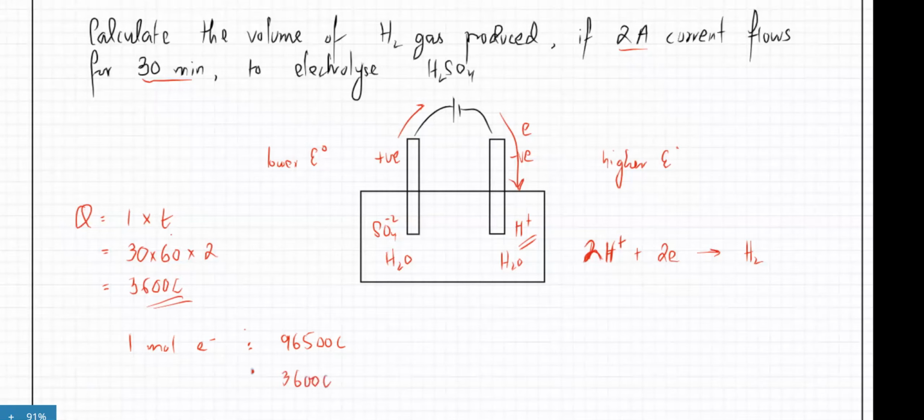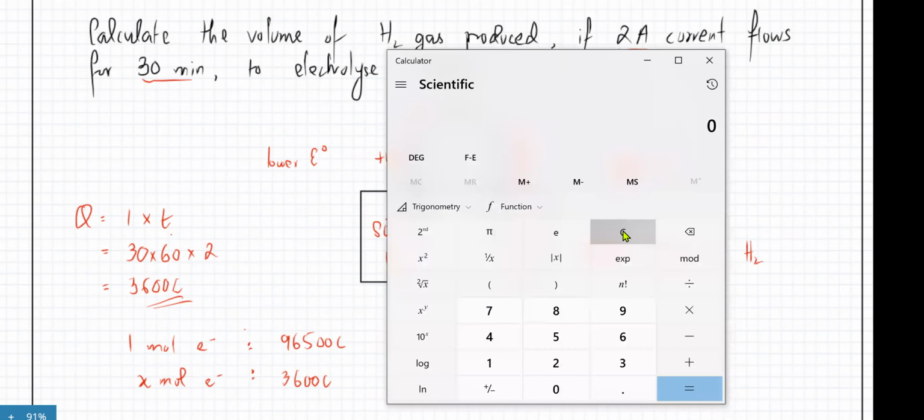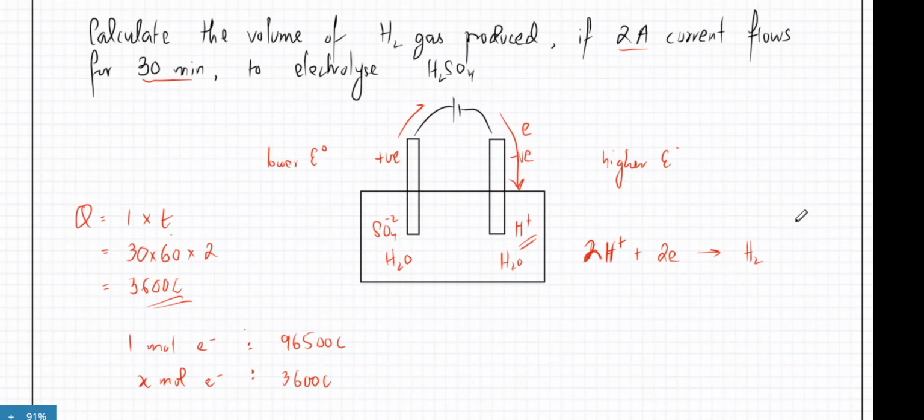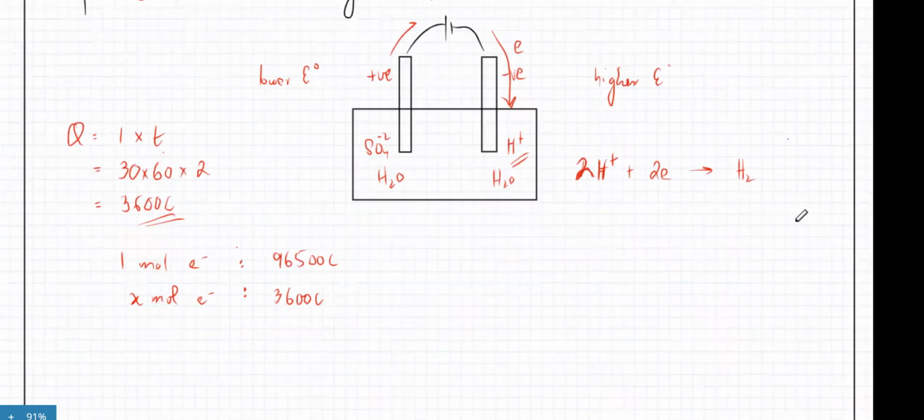So, I can use ratios and I can figure out the moles of electrons. Can you do that? It's going to be 3,600 divided by 96,500, right? So 3,600 divided by 96,500, and that gives me 0.0373 moles, right? Is that correct? Yes, sir.